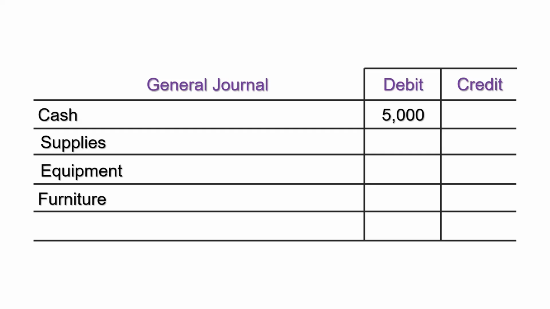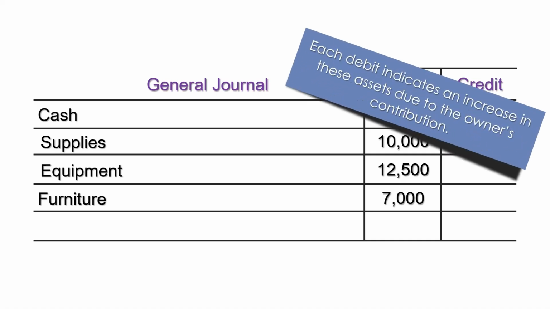Cash is debited by $5,000, supplies are debited by $10,000, equipment is debited by $12,500, and furniture is debited by $7,000. Each debit indicates an increase in these assets due to the owner's contribution.